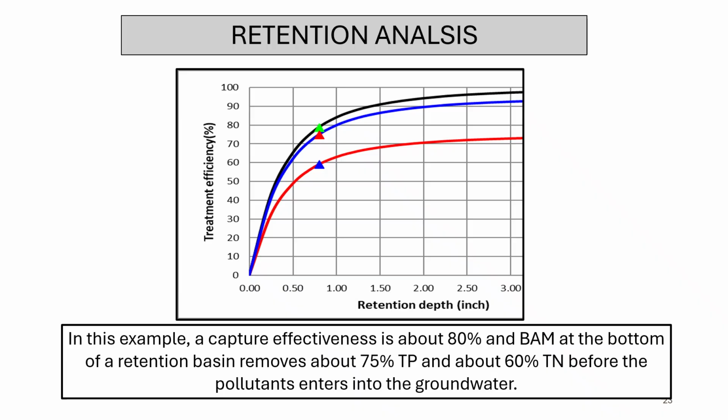It is worth noting that this analysis comes from an earlier application of BAM dating back to 2015, where these removal rates were established as part of a permitted stormwater management approach. Those same results were later validated using the BMPFast modeling tool, and the outputs were consistent, which gives additional confidence in the reliability of these performance numbers for planning and regulatory purposes.